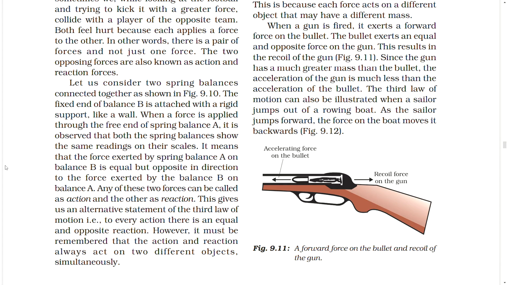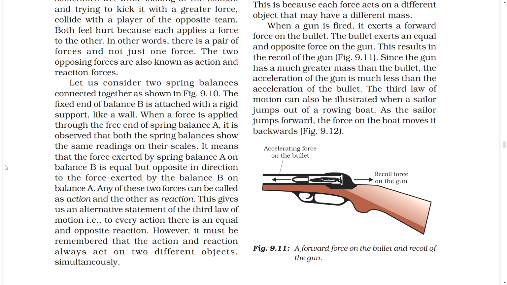Let us consider two spring balances connected together as shown in the figure. The fixed end of balance B is attached to a rigid support like a wall, when a force is applied through the free end of spring balance A. It is observed that both the spring balances show the same readings on their scales.